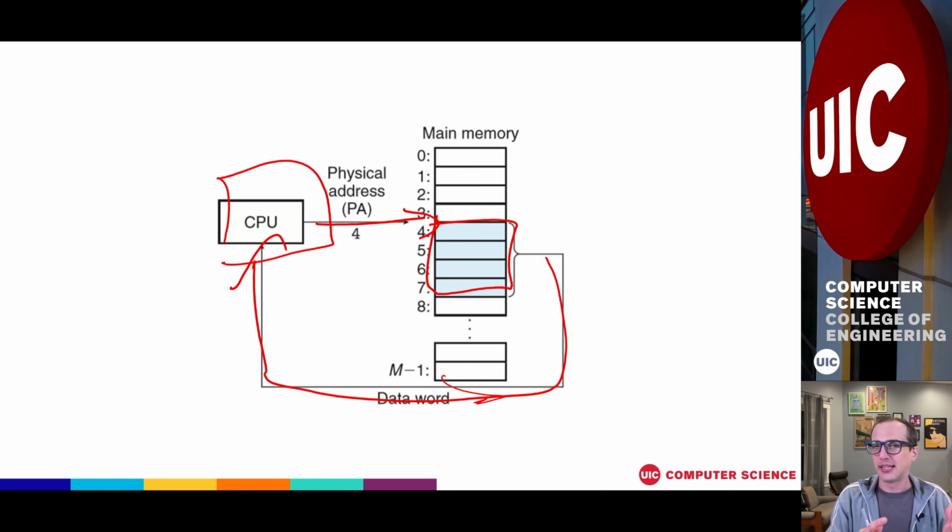That's what we want our process to think is happening. And if we can keep that structure while actually having an underlying different address that we're actually using, we might be able to get a lot of these beneficial properties that we were talking about.